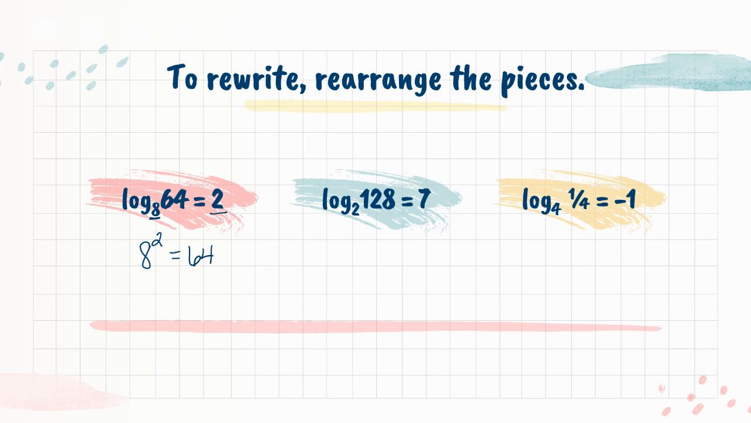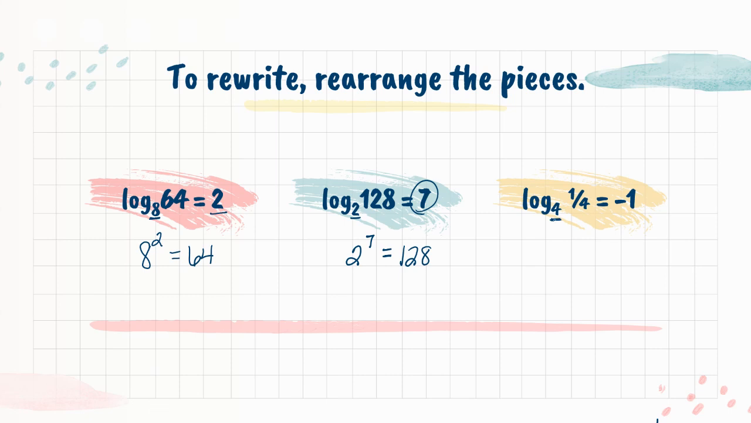Let's try another one here. On this second one, the base is 2. The exponent is 7 this time, and that's equal to your answer, which is 128. Now, if you don't recall that off the top of your head, check real quick on your calculator. Is 2 to the 7th power equal to 128? It should be, and if you hit enter, you will see that it is.